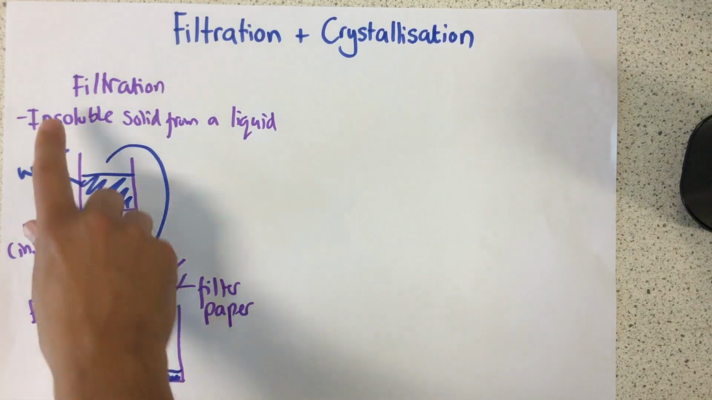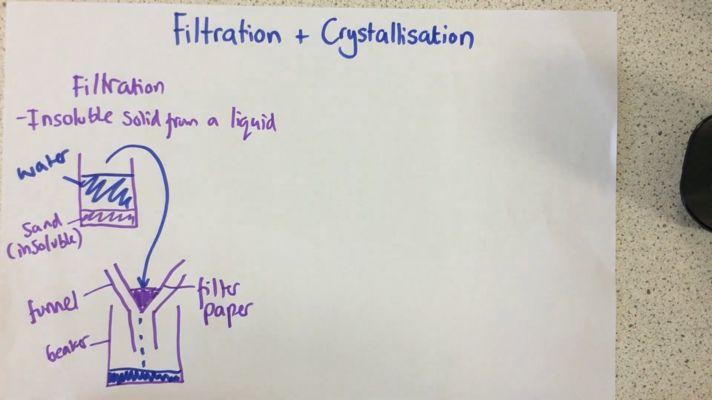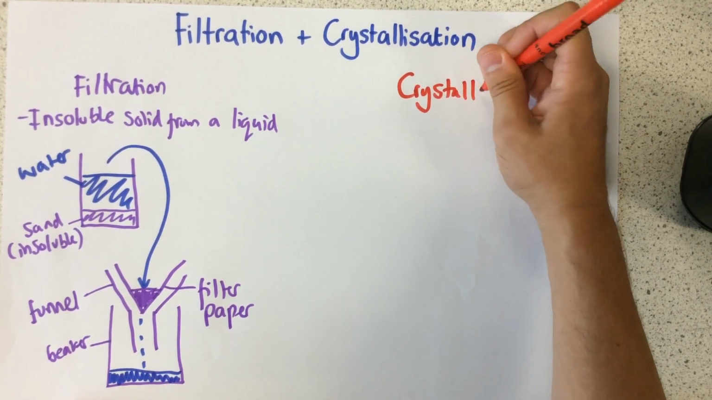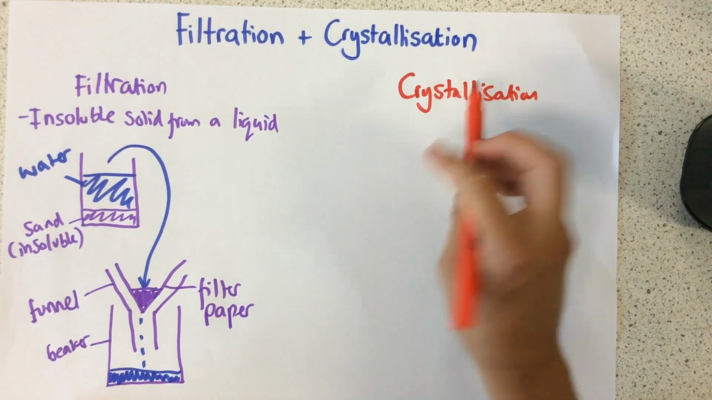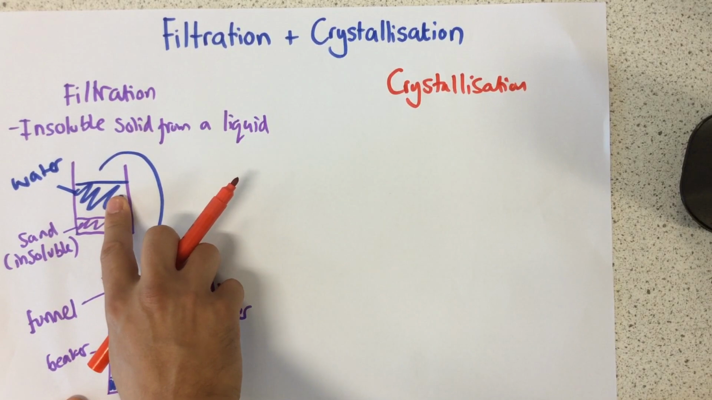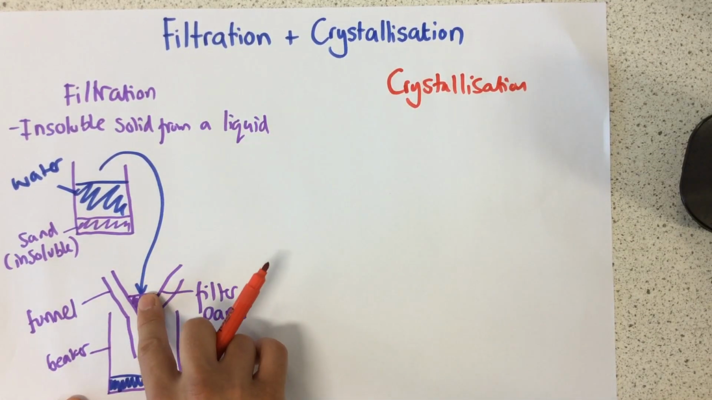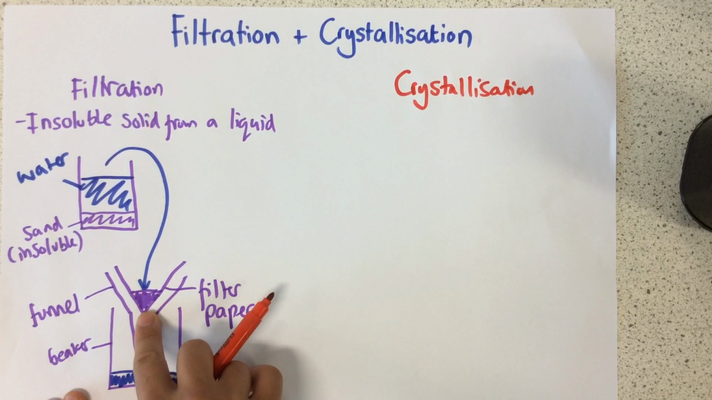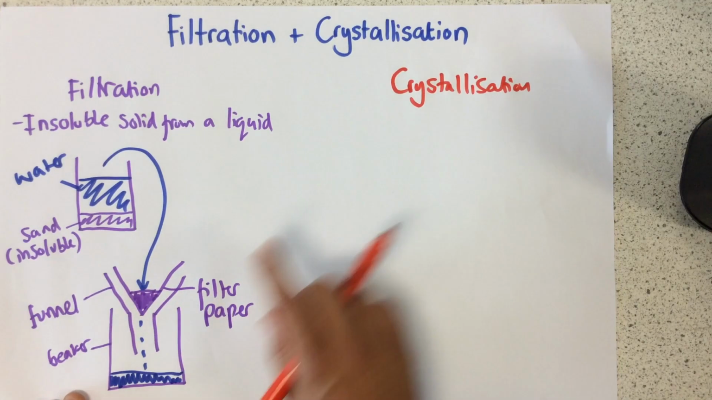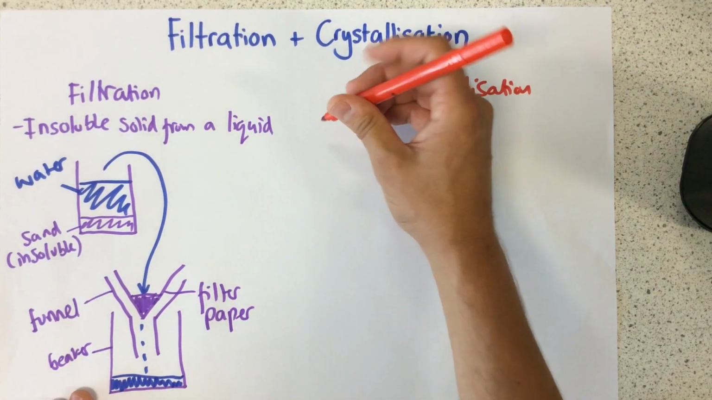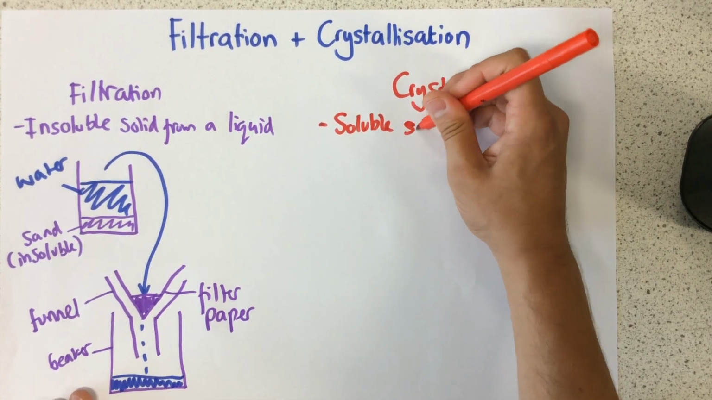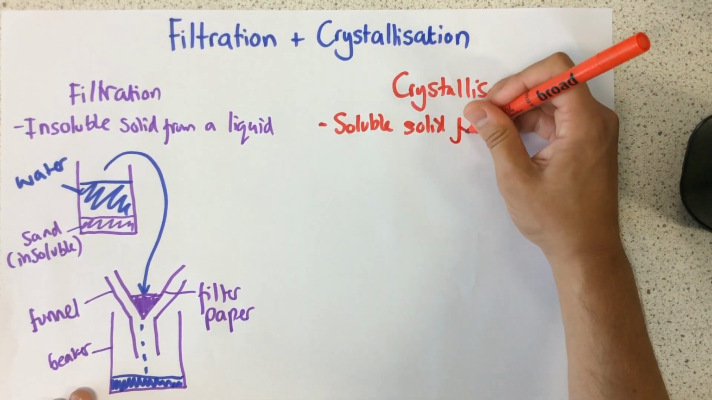Now, this only works for insoluble solids. If we have a soluble solid, we have to use a different process called crystallization. So, let's say this was salty water and sand, the salty water, because the salt is dissolved in the water, would go straight through the filter paper because it's broken up and dissolved in solution. So instead we need to do a process called crystallization. Crystallization is how you separate a soluble solid from a solution.